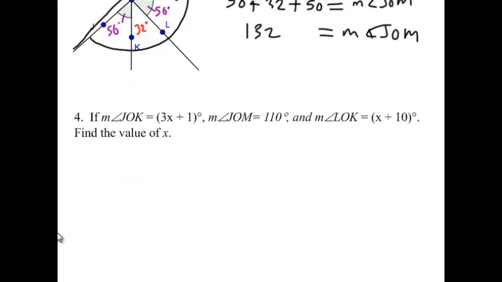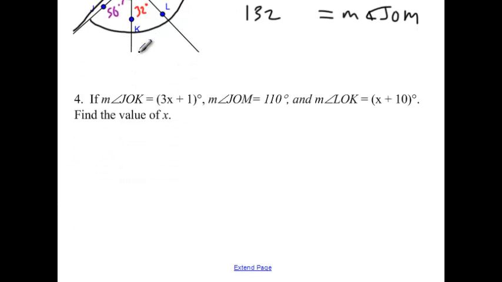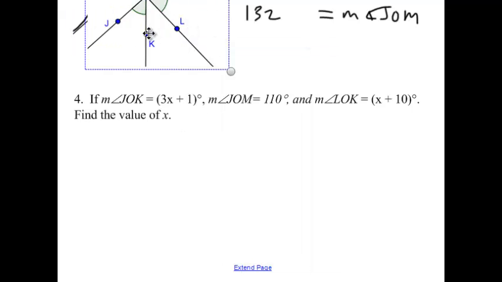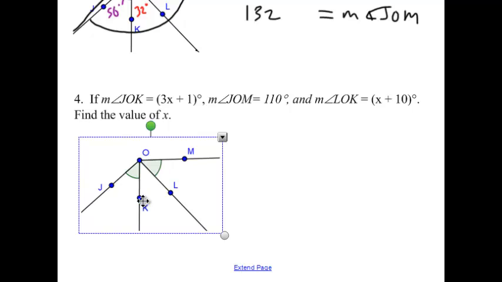And our last example. Looks like I need another picture. Let me recopy that. You'll want to do the same in your notes. For our last example, we see some algebra expressions. So let's go ahead and write those in as well.